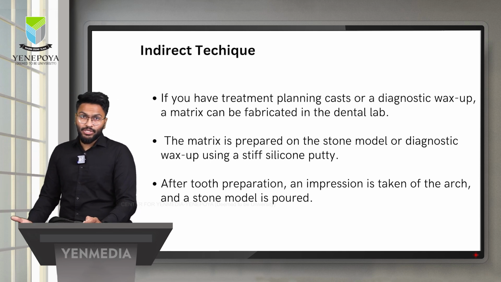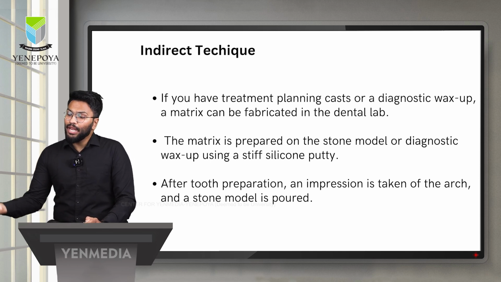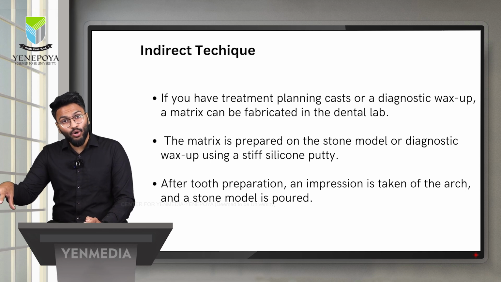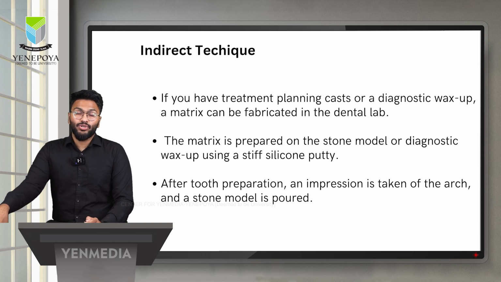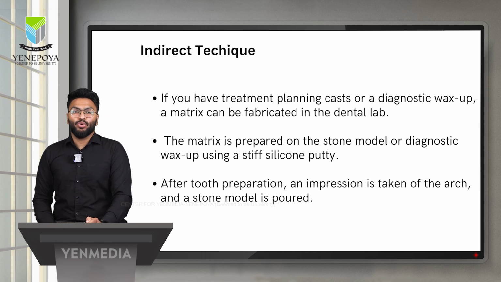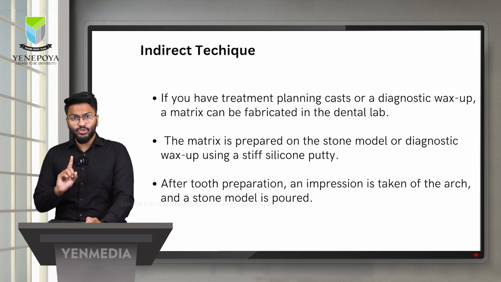So after the tooth preparation is done, the impression of the arch is taken and the stone model is poured, and the fabrication of the temporary restoration is done on the cast itself. Once the temporary restoration is fabricated, it is taken from the cast and then just cemented onto the patient. No work is done on the patient here. So that is the difference between your direct and your indirect technique.